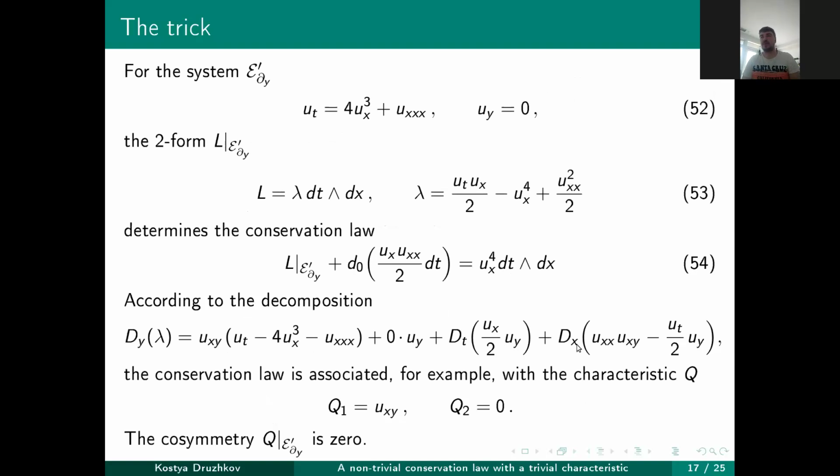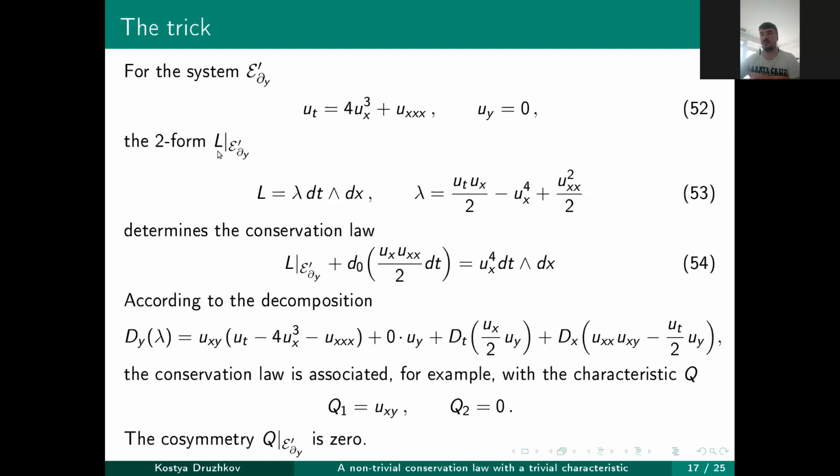And we can use the following trick. We can introduce the system 52. Let me denote it by epsilon prime dy. So this system differs from the potential KdV equation in one independent variable, but u_y, the partial derivative with respect to this new variable, is 0. So the difference is not that huge, and we are going to use this observation, that the difference is rather special in this case.